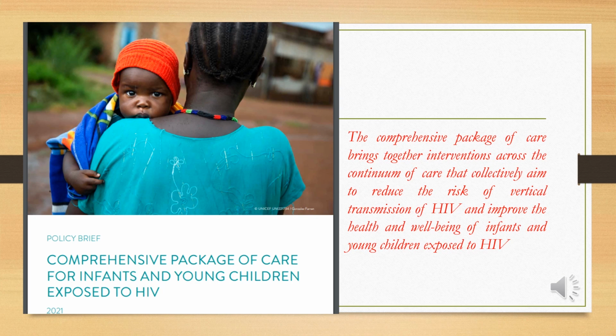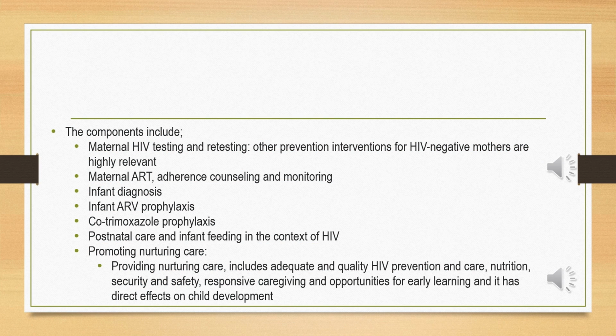Comprehensive care package for infants and young children is designed to minimize the risk of exposure through vertical transmission and improve the health and well-being of infants and young children who have been exposed to HIV. The components include maternal testing, retesting, maternal ART initiation, adherence, counseling, and monitoring. And then infant-based components include infant diagnosis, ARV prophylaxis, CPT prophylaxis, postnatal care, and infant feeding, and promoting nurturing care. The components have been described in different modules under relevant sections.